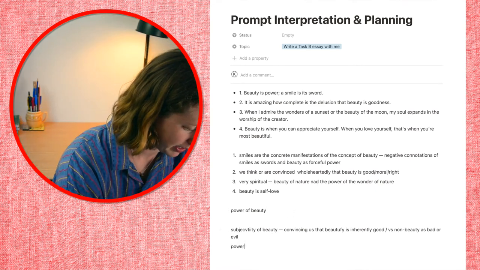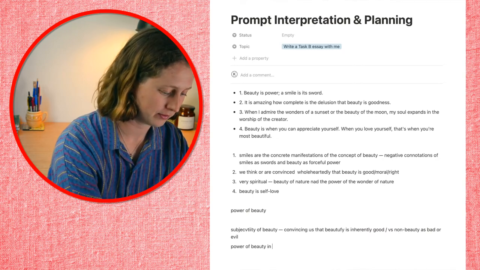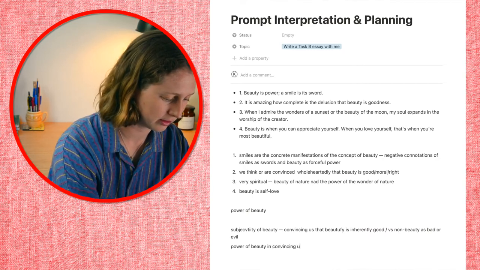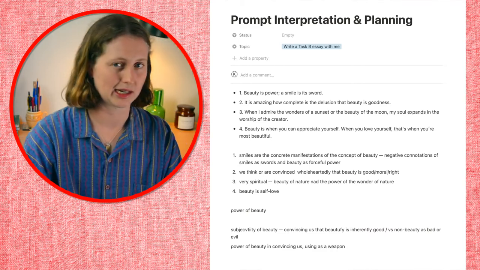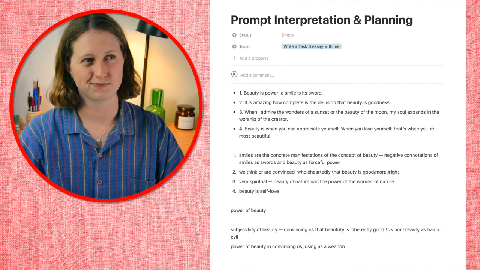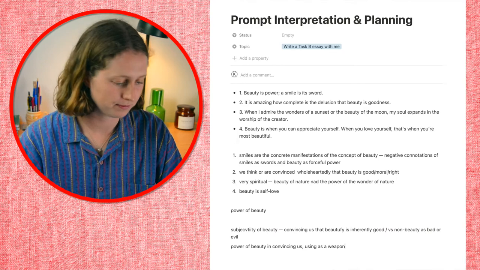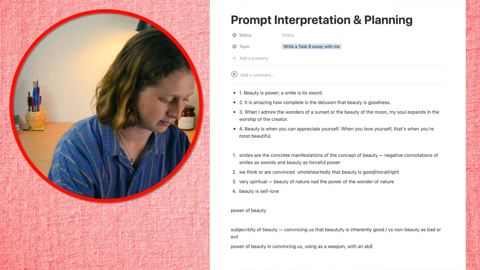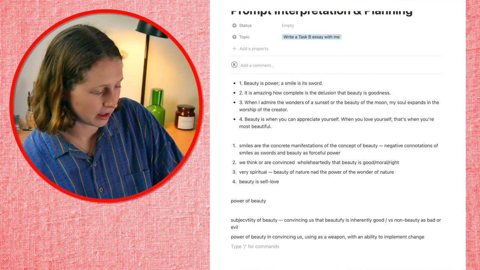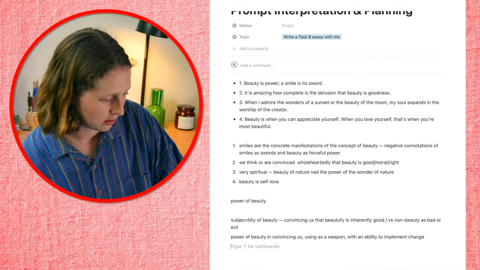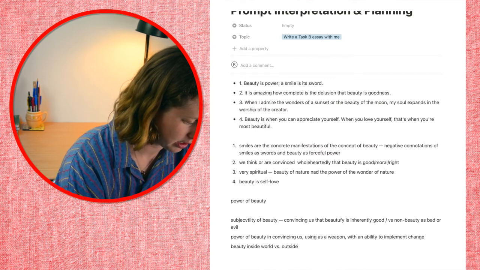Subjectivity of beauty, like the power of beauty. Yeah, I think in convincing us, using it as a weapon, which implies that it has some ability to implement change. Okay. Then beauty inside world versus outside.